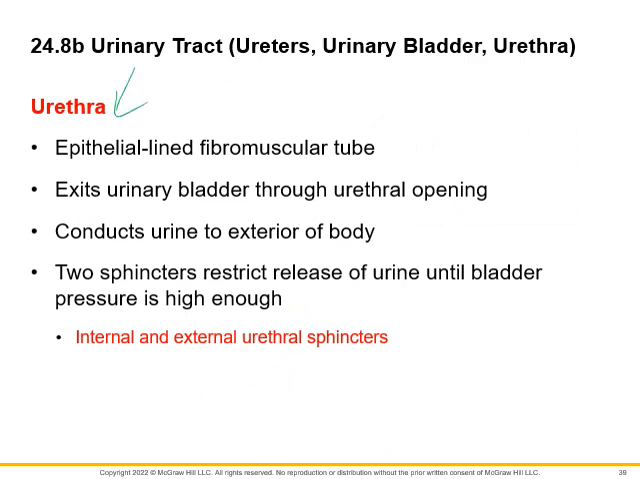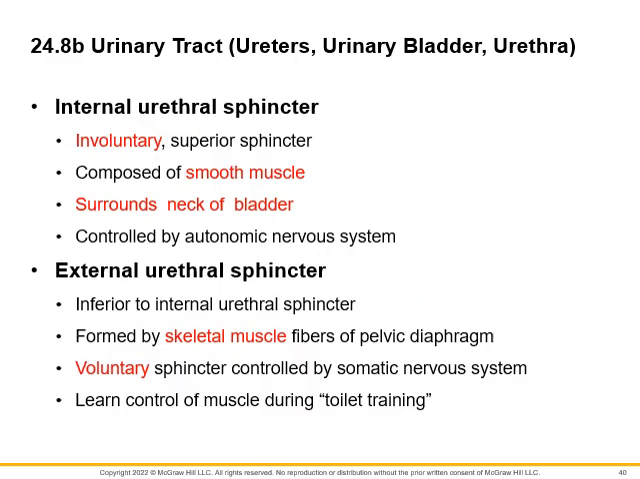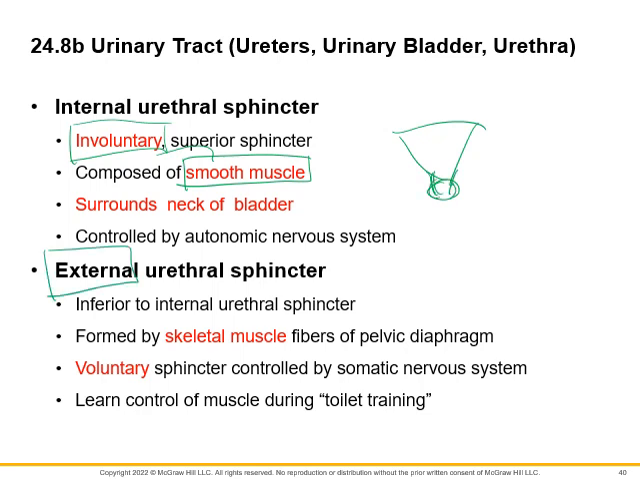So the urethra, this is an epithelial lined tube. It is going to exit the bladder through the urethral opening. It's going to expel urine from the body, and we're going to look at these two sphincters. So the internal urethral sphincter, it is involuntary, it is smooth muscle. It's going to be at the neck of the bladder. And then we have the external urethral sphincter. This is controlled by skeletal muscles, and this would be voluntary.